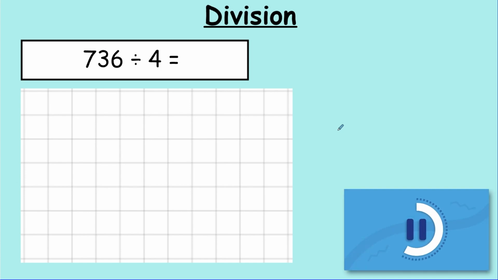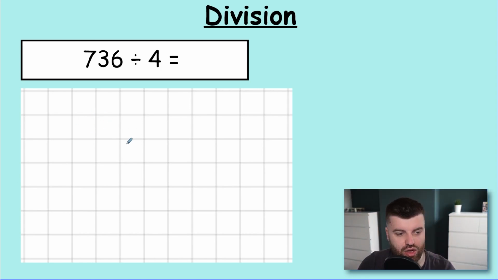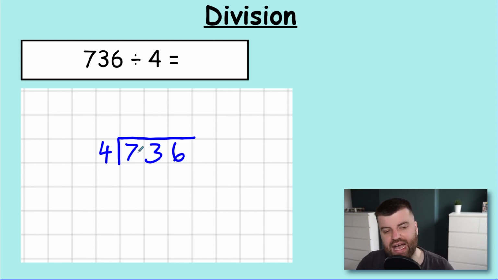Let's dive in, shall we? This is commonly known in school as the bus stop method, because we write down 736 and we put what looks like a bus stop around it, and we're dividing by 4. And now we start with the hundreds columns. The only time in the 4 operations we start in the largest column.